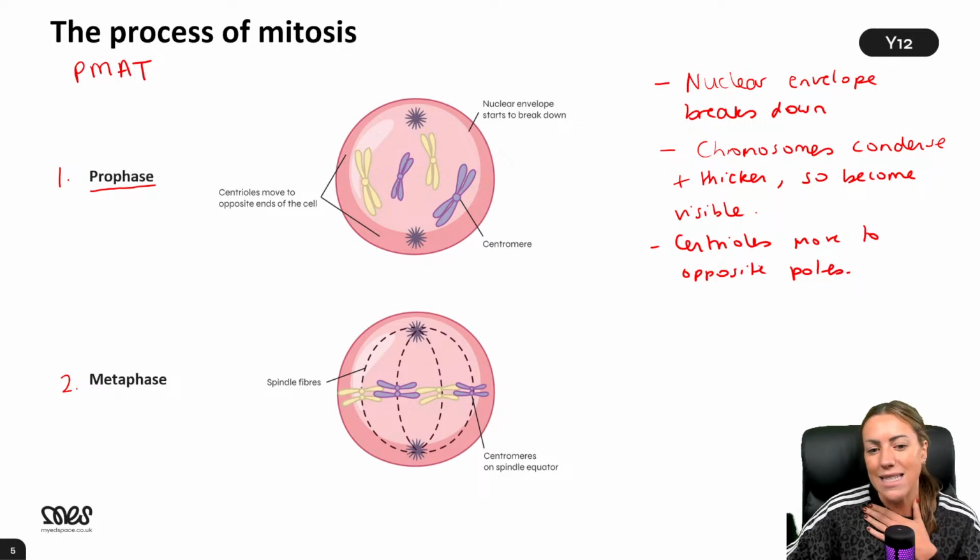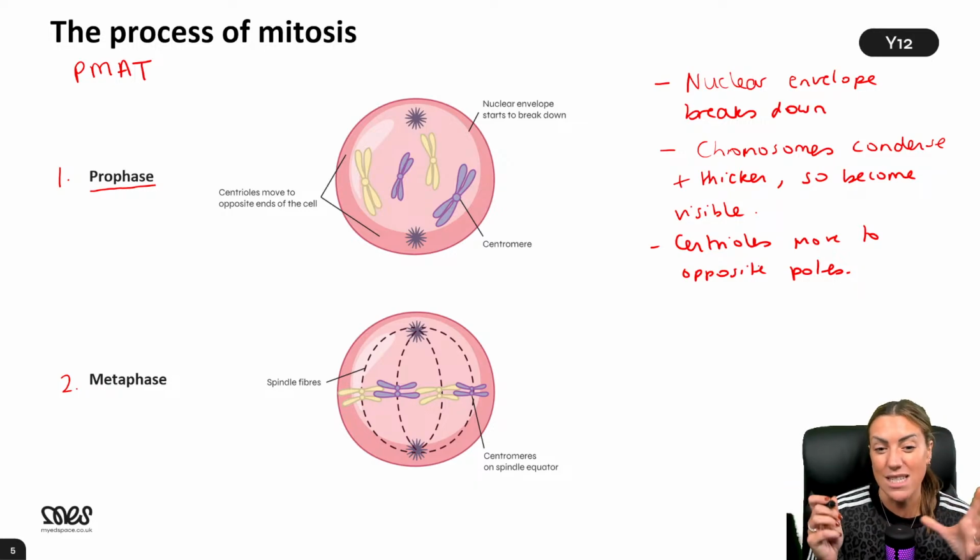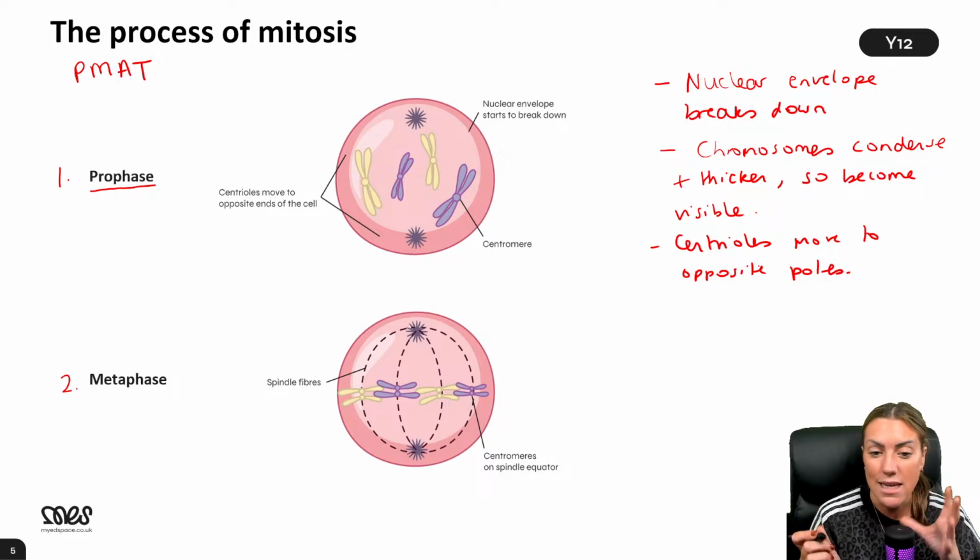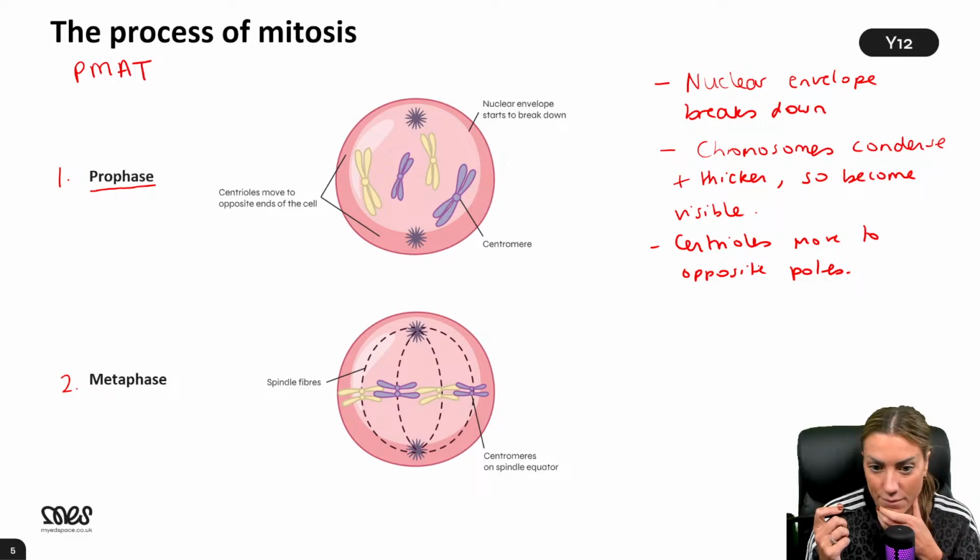We don't use iodine for this one. We use a blue dye that specifically stains DNA. And it's so we can actually stain the chromosomes specifically. So we use a specific dye.